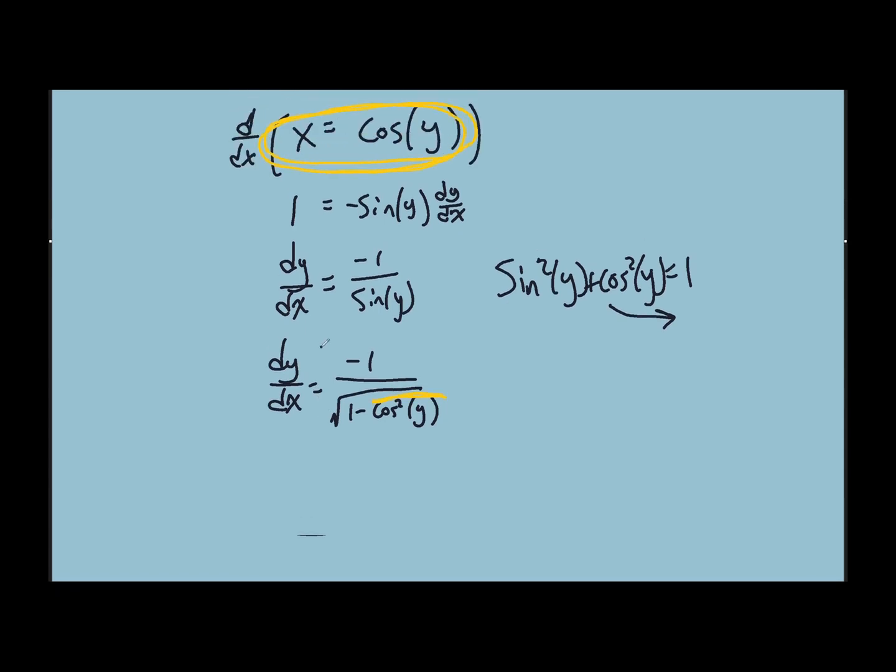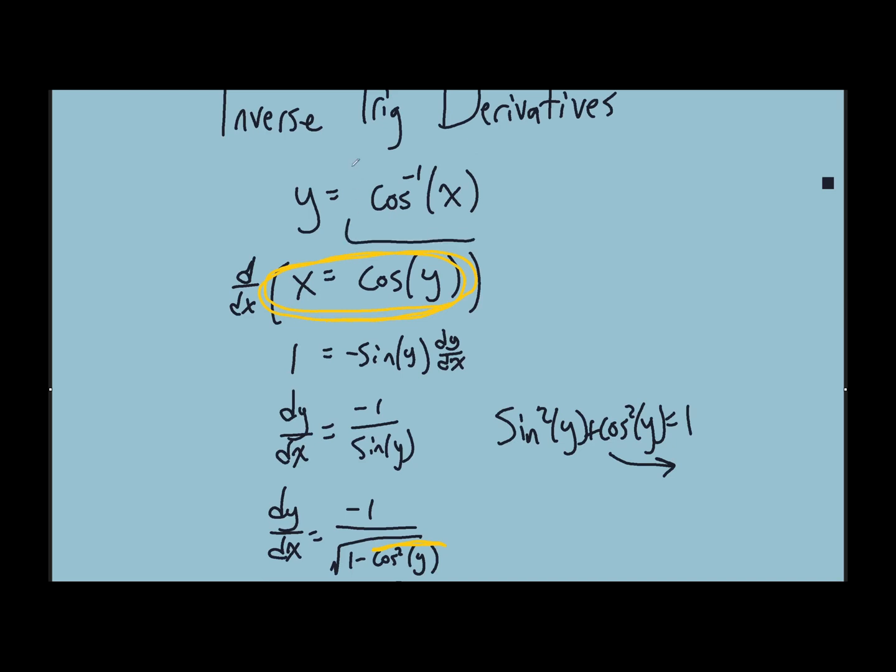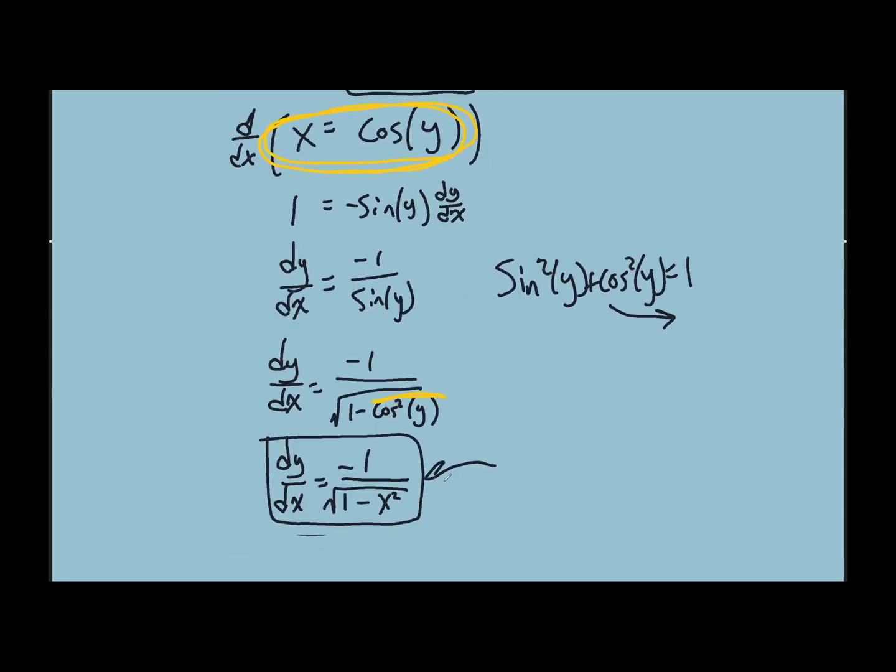And I know that cosine of y is equal to x, so I can literally say dy/dx is equal to negative 1 over the square root of 1 minus x squared. And this is totally in terms of x. And that's the answer. The derivative of arccosine is negative 1 over the square root of 1 minus x squared. Just like that.